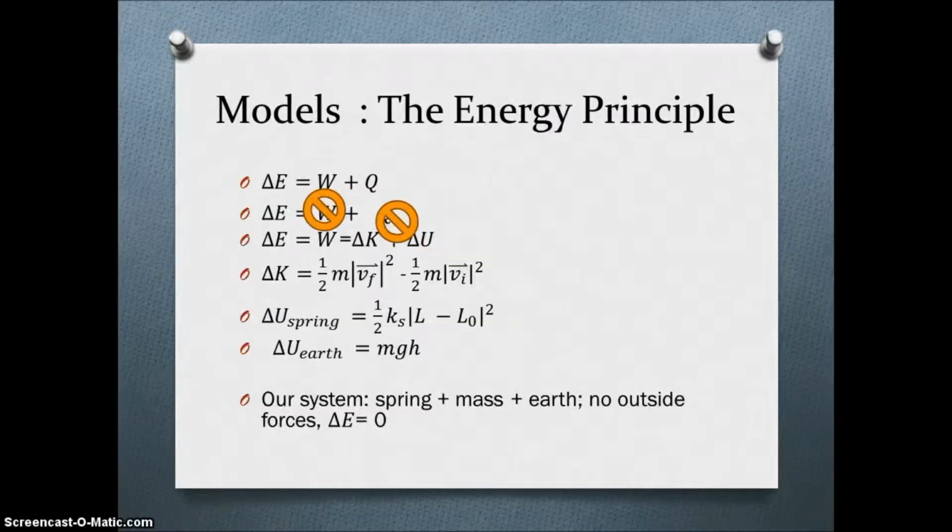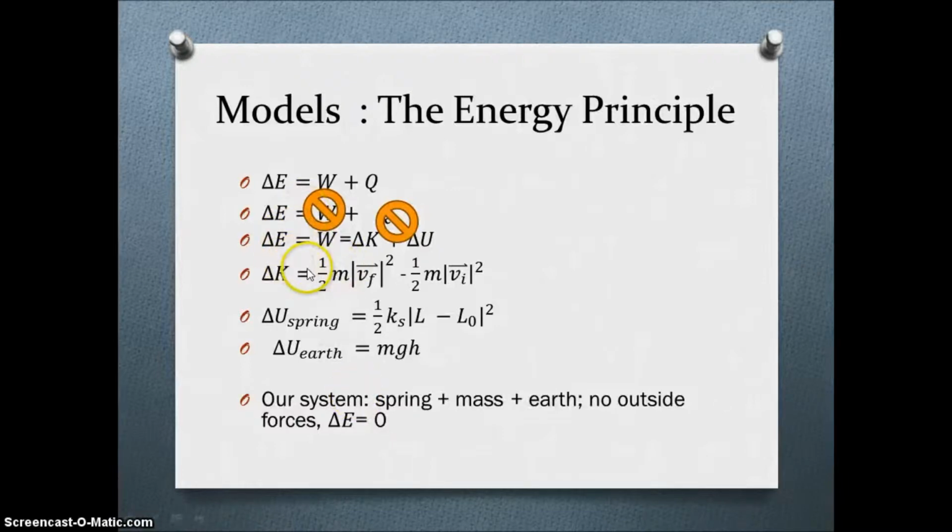A second model used, which is different from the previous labs, is the energy principle. For this lab, we know that the change in energy is equal to the work plus the heat transfer. In this lab, we have no heat transfer. And we're setting our system equal to the spring, the mass, and the Earth. Therefore, there are no outside forces acting on it, and the work is equal to 0. Therefore, delta E is equal to 0.